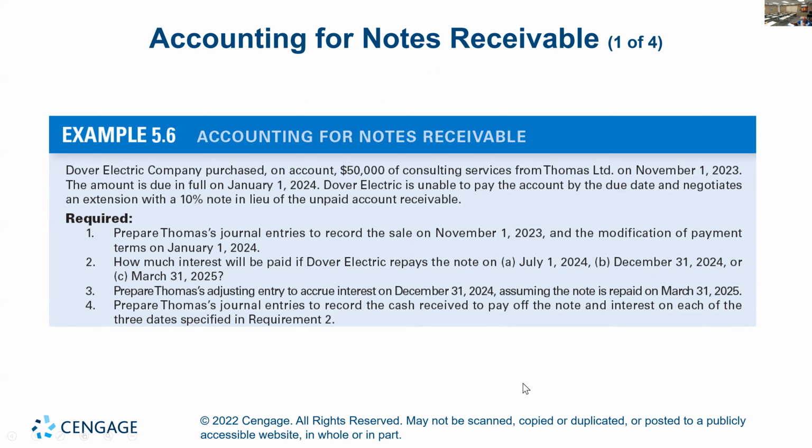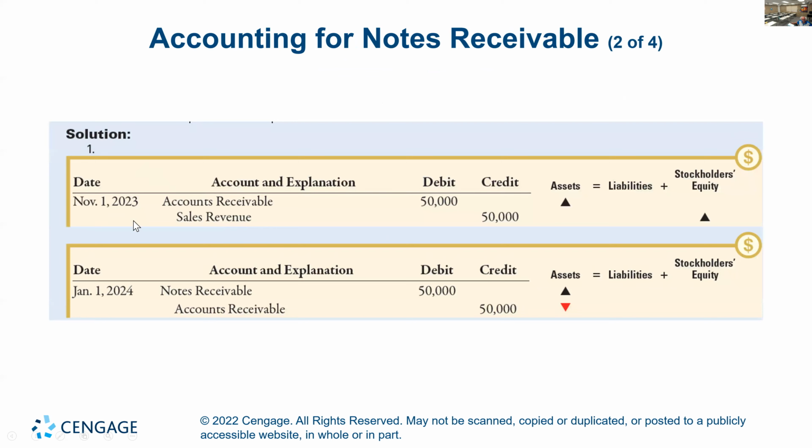So Dover Electric Company purchased on account $50,000 of consulting services. The amount is due in full on January 1st, 2044. They cannot pay by that date and negotiate an extension with a 10% note instead of the unpaid accounts receivable. All right, so when we did the sale on the 23rd for $50,000, we recorded the revenue. Services were performed, so we recorded the revenue. And we created an accounts receivable because they owed us $50,000.